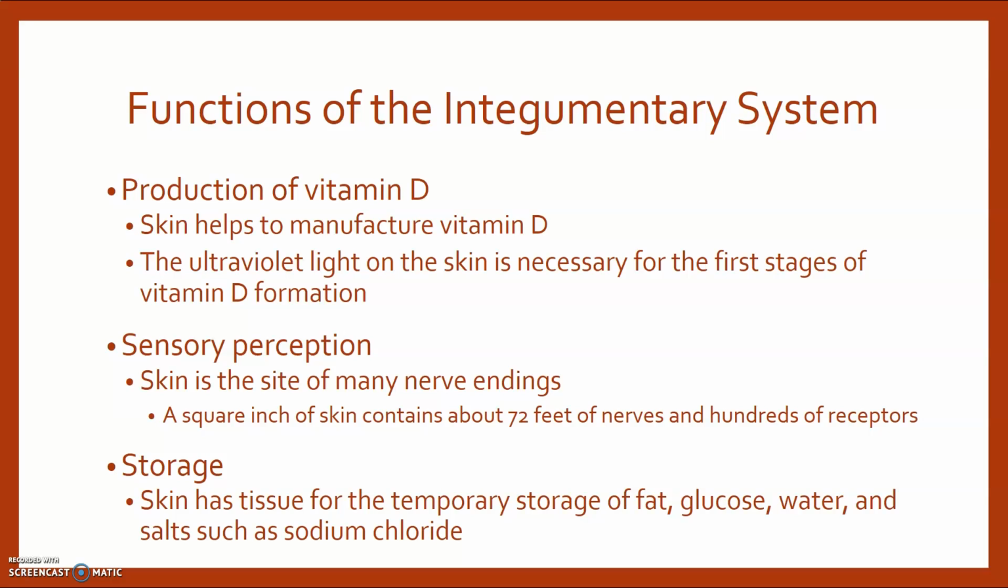The integumentary system has an important role in storage. So we have learned already that the subcutaneous layer of skin contains about half of our body fat. And that body fat is important because it helps to not only insulate and protect us, but it also provides a source of energy. The skin also offers temporary storage for glucose, for water, and salts such as sodium chloride.